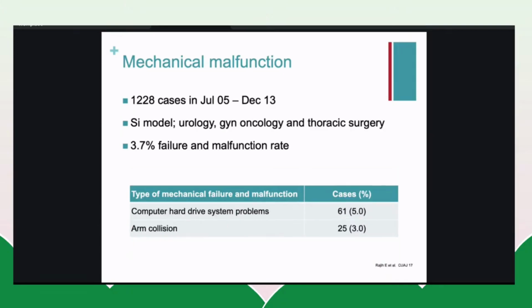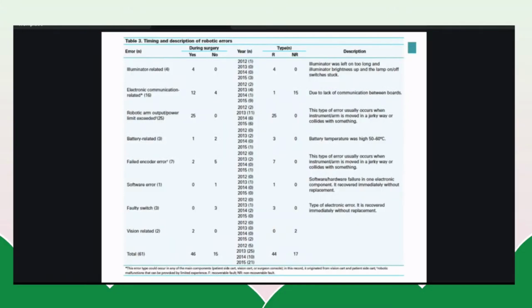Another study was published in 2017. This study included fewer patients, but it also covered gynecology patients. The overall failure or malfunction rate with the robotic system was 3.7%. Some of the problems were due to hard drive system problems, and some were due to arm collision. In this series, they also listed other machine-related problems, including illumination, electronic communication problems, software problems, and faulty switches.